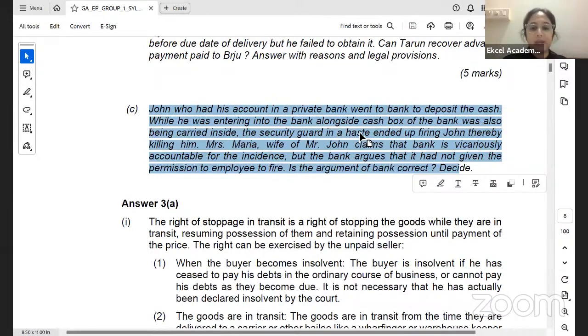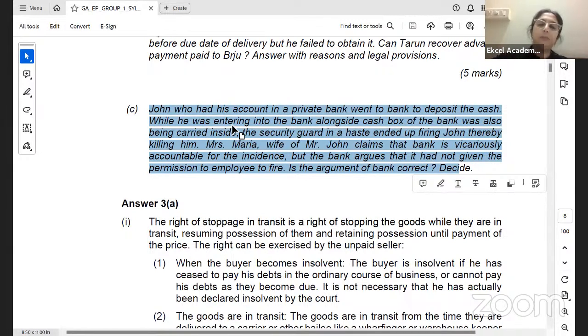While he was entering the bank, alongside, the cash box of the bank was also being carried inside. See, I want to go and deposit the money in my bank account. So I have gone to the bank, but next to me a cash box is being carried. So now there will be security and all these things. Next to the cash box, I am going. The security guard sees me and immediately feels that he has to take action against me. See, I am innocent. I have no idea to loot the bank or take that cash box, nothing.